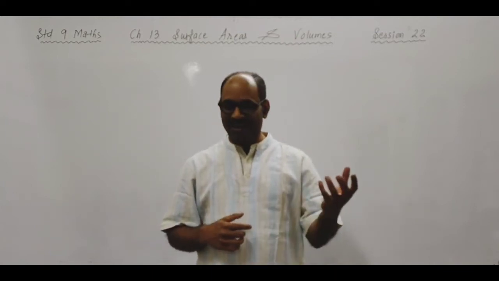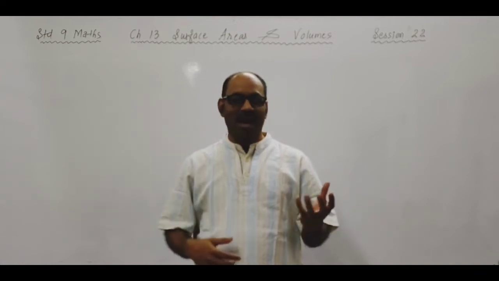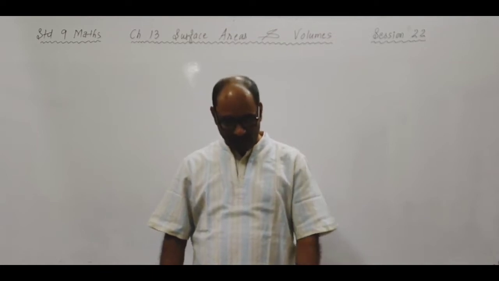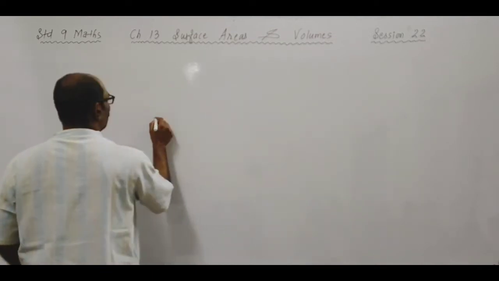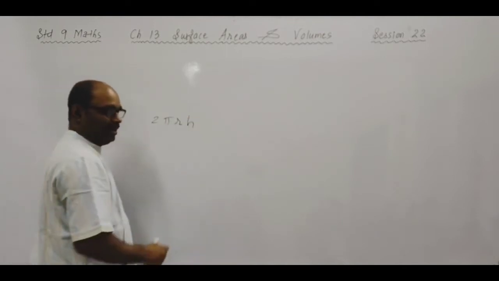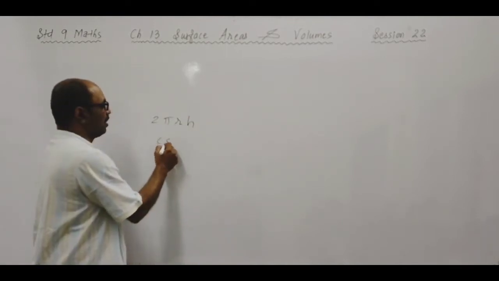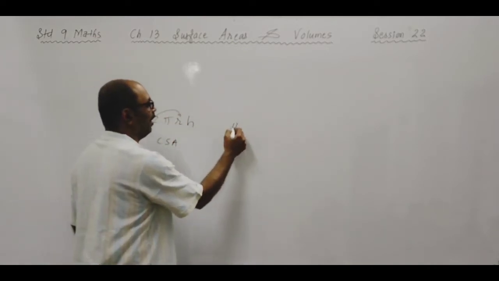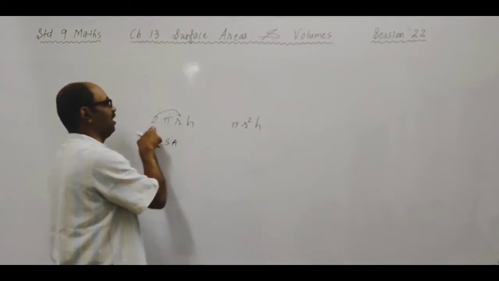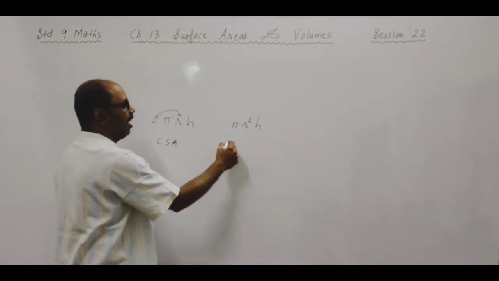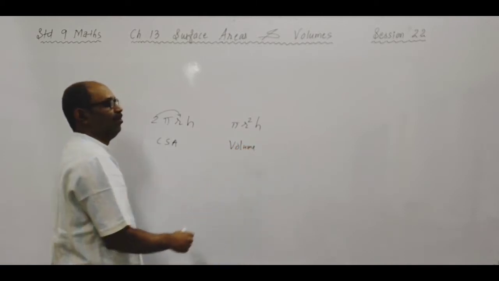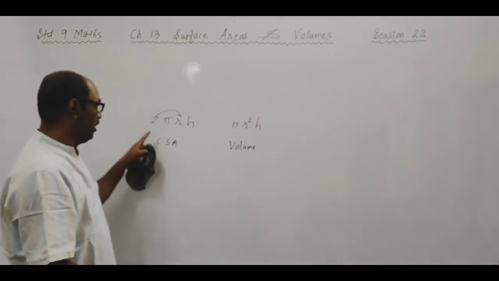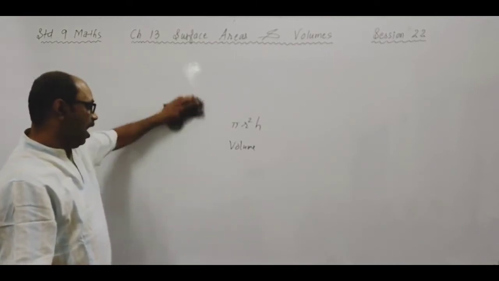2πrh. Curved surface area is 2πrh, and volume is πr²h. This is the curved surface area of cylinder. But this r jumps over there: πr²h, and this becomes volume. In volume you have r square, and in surface area you have only r.